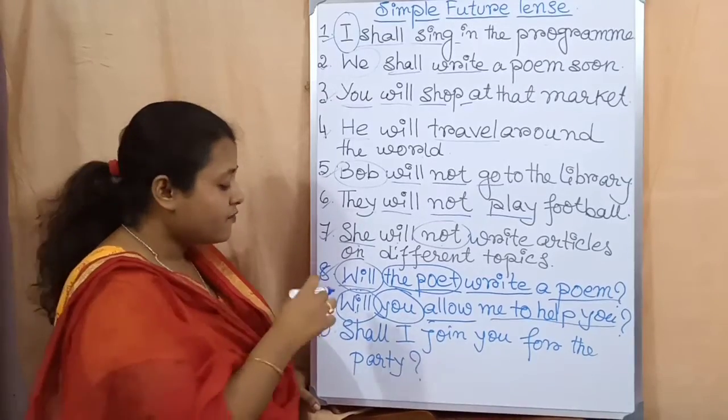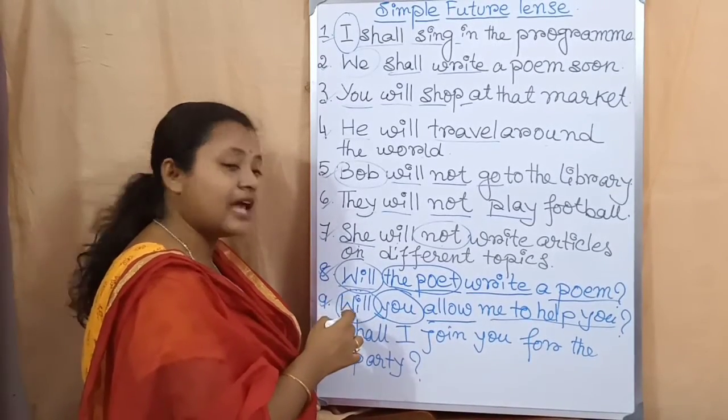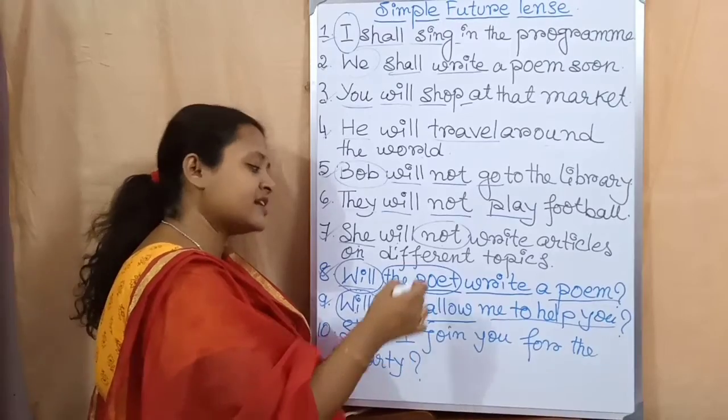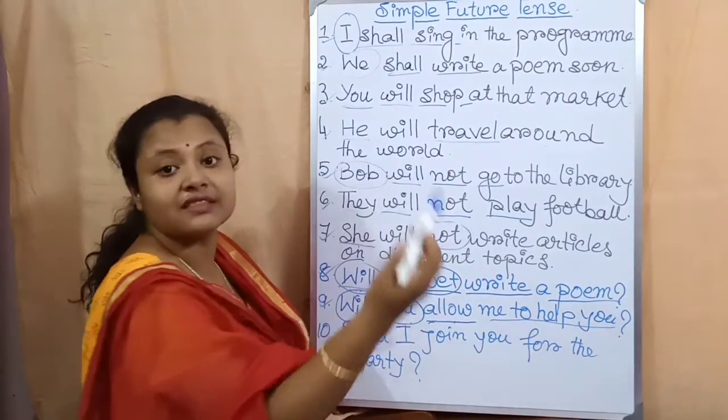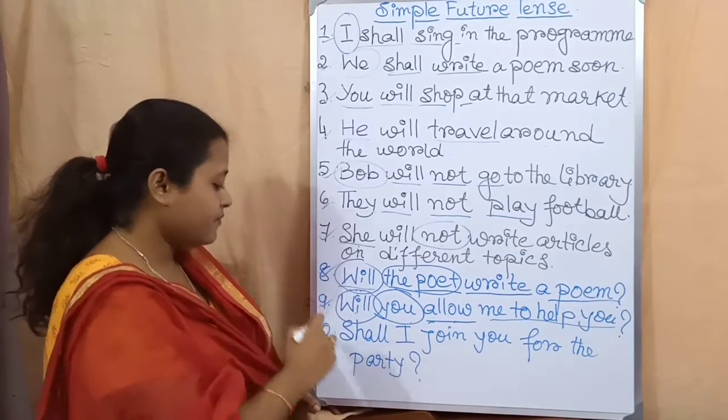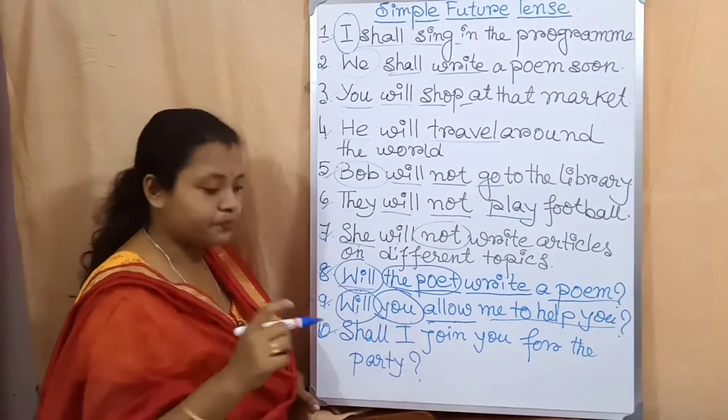So what is the rule? At first you have to write shall or will. Then the subject. Then the present form of the main verb. Then the rest of the sentence. Then the question mark. Okay. Now come to the 10th example.